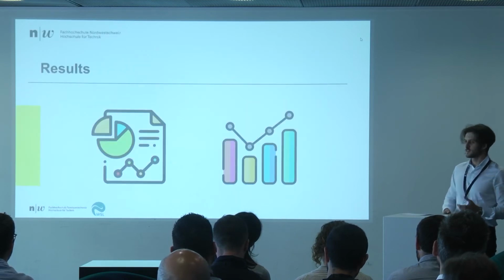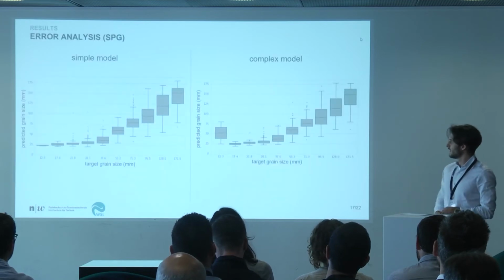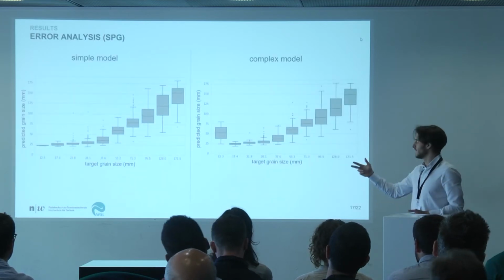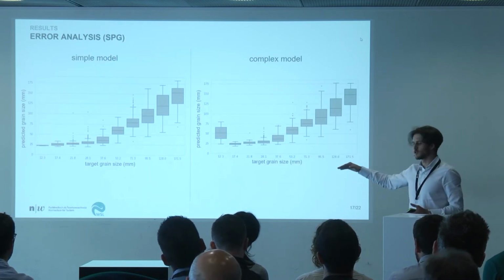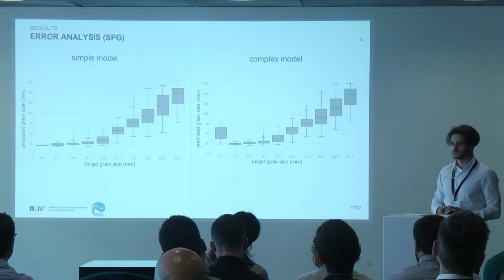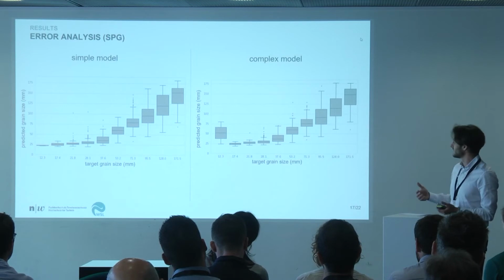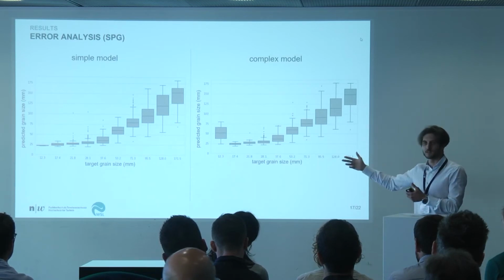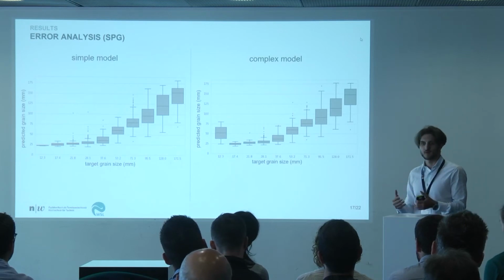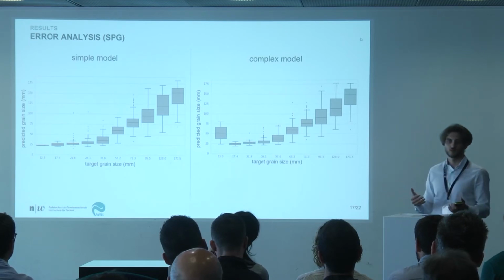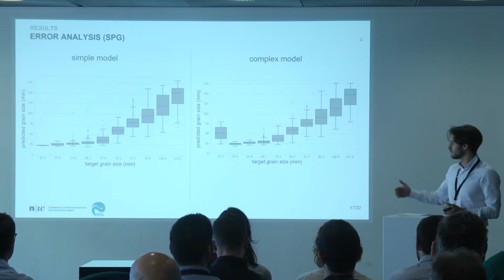Okay, so let's have a closer look at the remaining error term. Therefore, we compare the errors from the simple model and the complex model. On the x-axis, we can see the target grain size, and on the y-axis, the predicted grain size. Here, what immediately catches the eye is that for smaller grains, the complex model has a much larger spread. But this is mostly because we have pretty few samples available for this small grain size, which makes it hard for the model to work well for smaller grains.